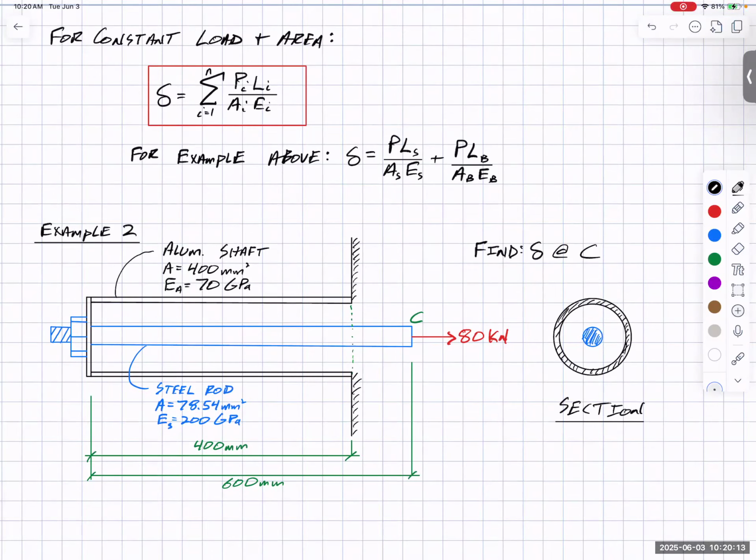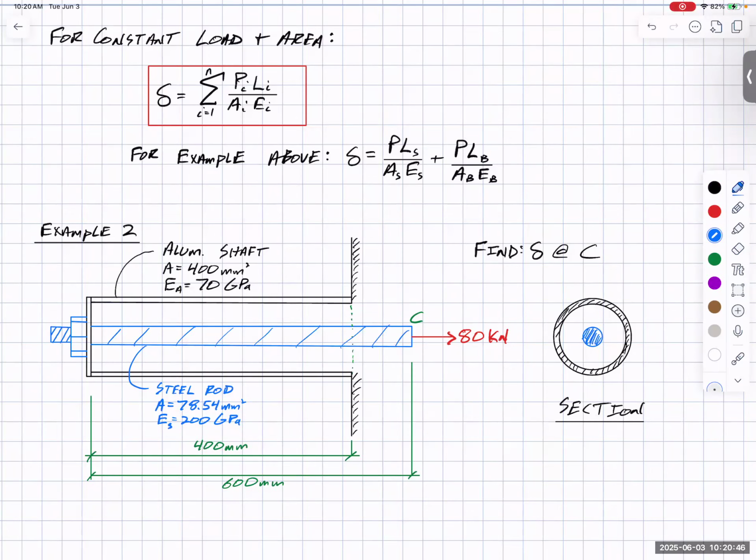Let's look at one more example with this concept. What I have is an aluminum shaft. This is kind of a hard one to see, maybe not. I did draw this section to hopefully make it a little easier, but I have this aluminum shaft and I have a steel rod, and this is like a section right through the shaft, right? So I'm pulling on this steel rod with 80 kilonewtons, and what I want to find is the total deflection at point C. So what's going on here is the steel rod, all along here, is under tension.